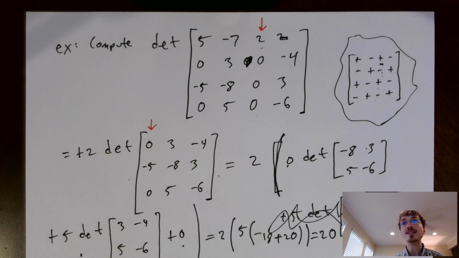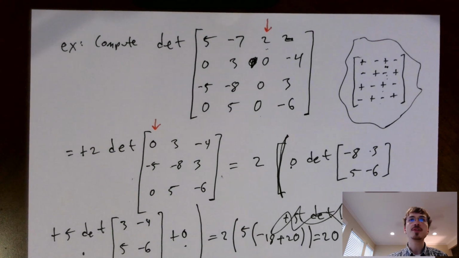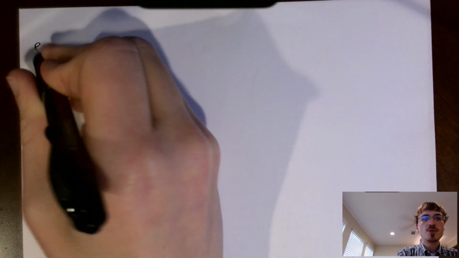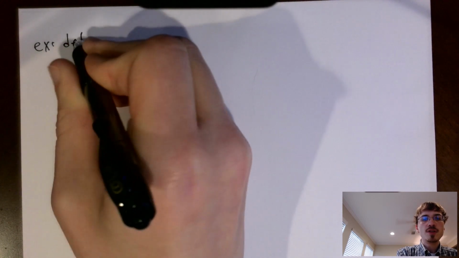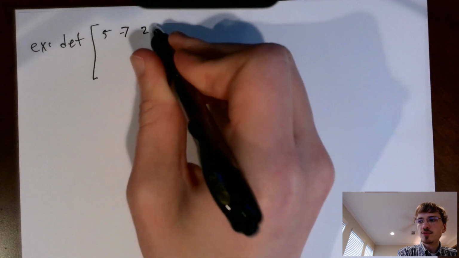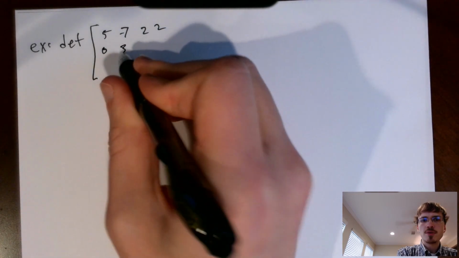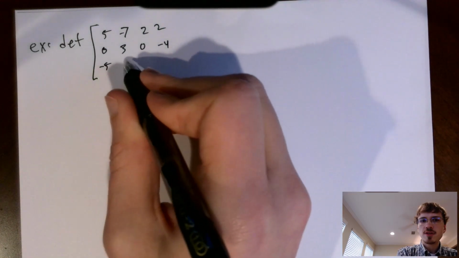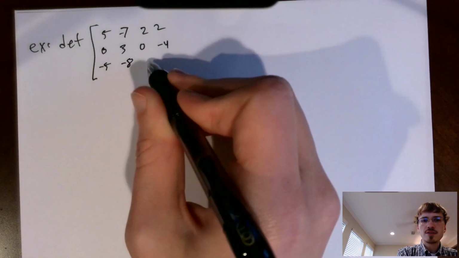Could we go down a different column, or could we go across a row? Yeah, sure. Let's do it. Let's do that just for fun. Hopefully I won't get as messy. Let me rewrite my matrix down for a new piece of paper. Let's do one more way of computing the determinant of our matrix 5, -7, 2, 2, 0, 3, 0, -4, -5, -8, 0, 3.